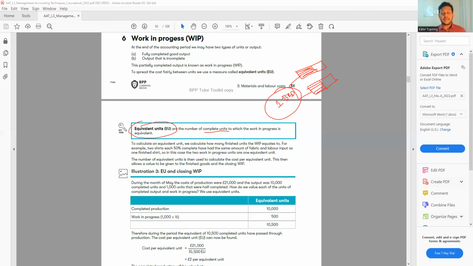So for example, if I have 1000 units, and all the 1000 units are 50% complete, then I can say it is equivalent to 500 complete units. This is basically the equivalent unit.